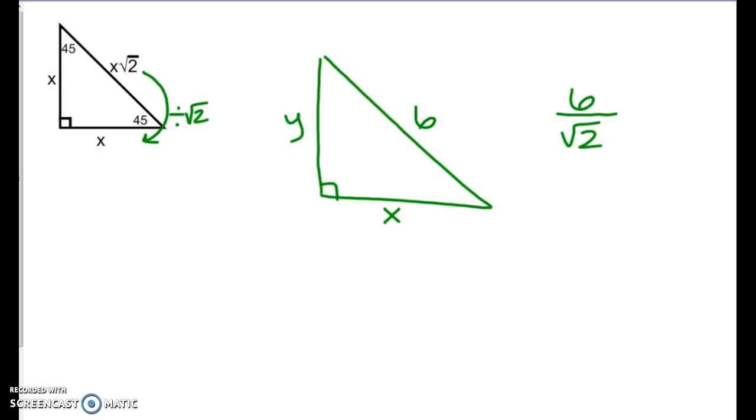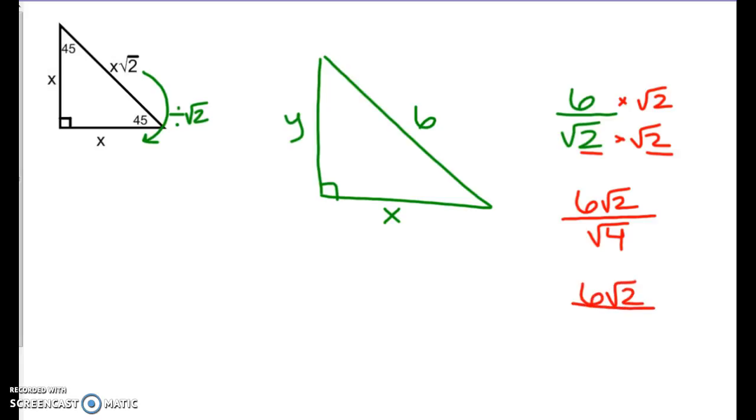Now we can't leave a radical or a square root in our denominator. So in order to get that radical away, I'm going to multiply the top and the bottom by the square root of 2. Now my numerator is 6 times the square root of 2, and my denominator is the square root of 4, because 2 times 2 is 4. Now we can reduce a little more. We get 6 times the square root of 2 divided by 2, because the square root of 4 is 2.